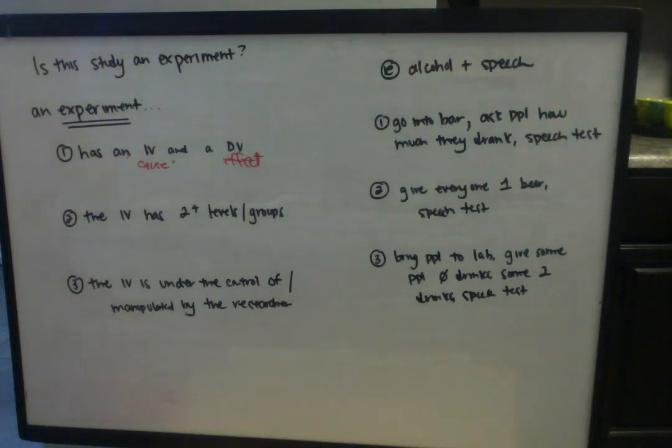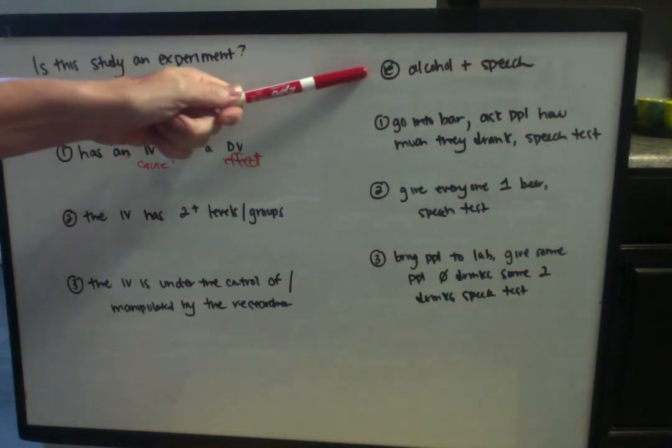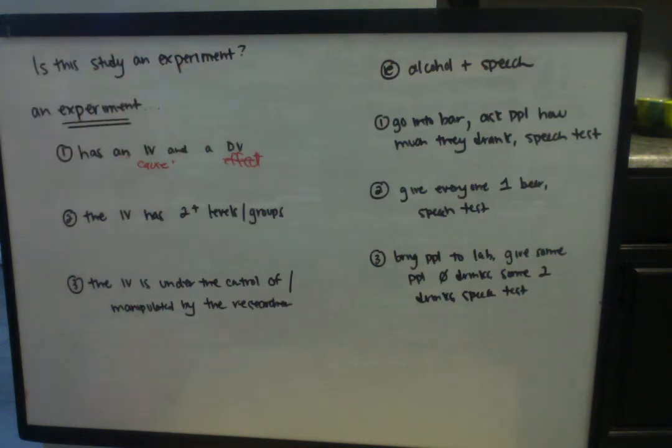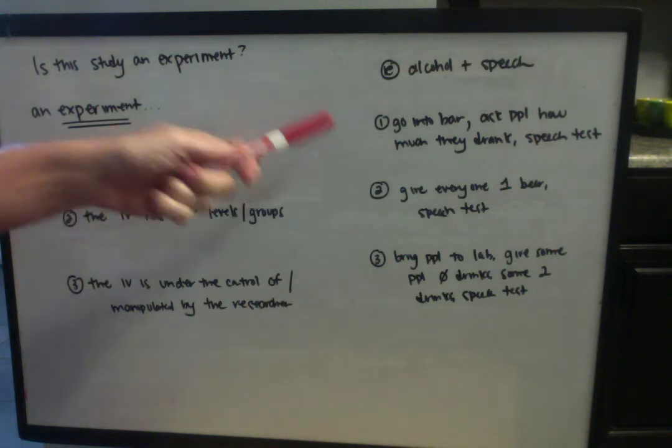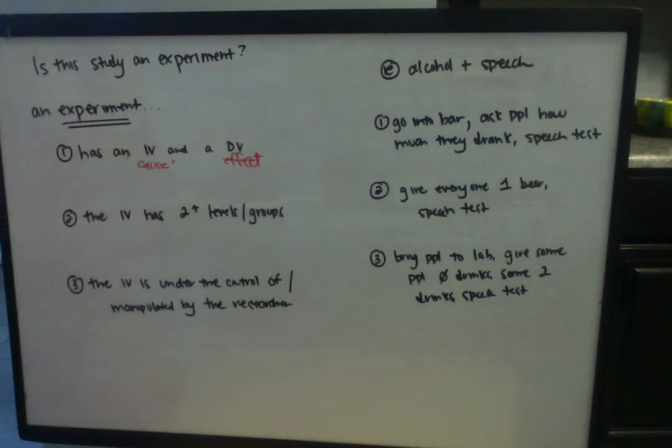So to go a little deeper and to make sure that you understand what I'm talking about, I want to go back to my example of alcohol and speech. Let's say we're interested in looking at the relationship between alcohol and speech. I have a couple of different suggestions of ways that we could carry out this study, and for each one of these, we're going to see whether it meets these three criteria.